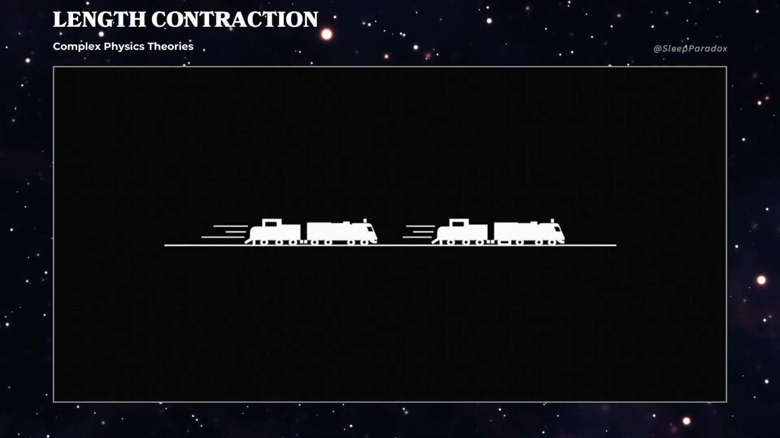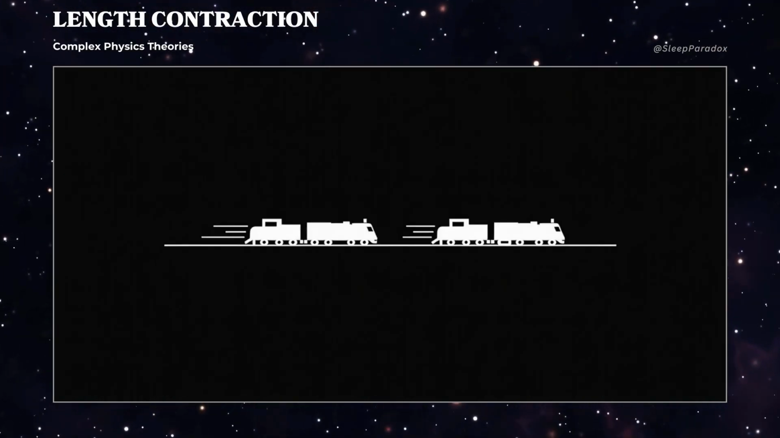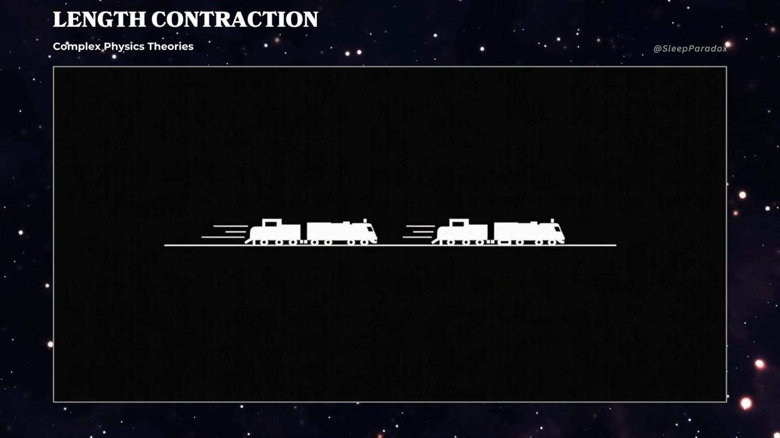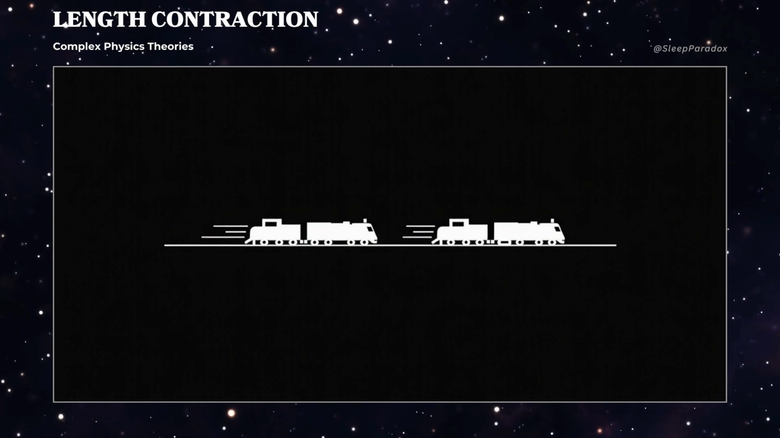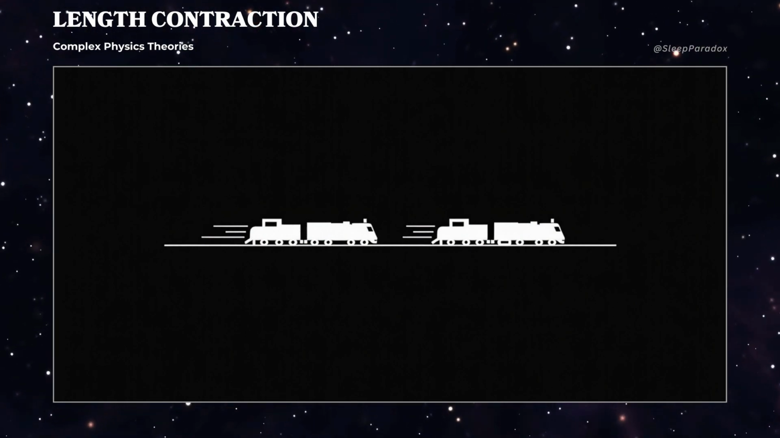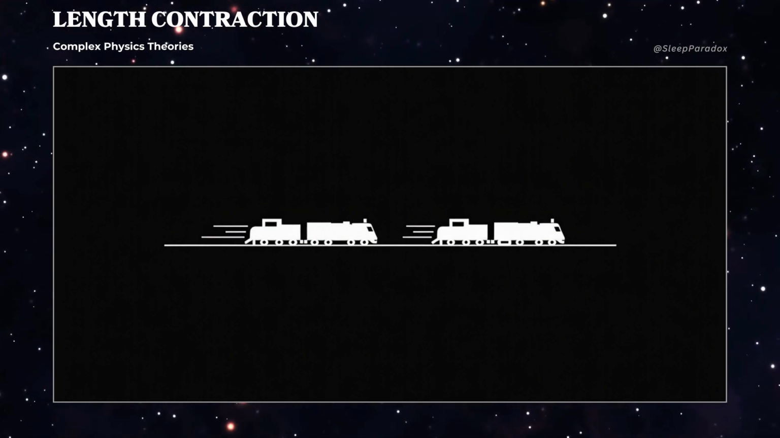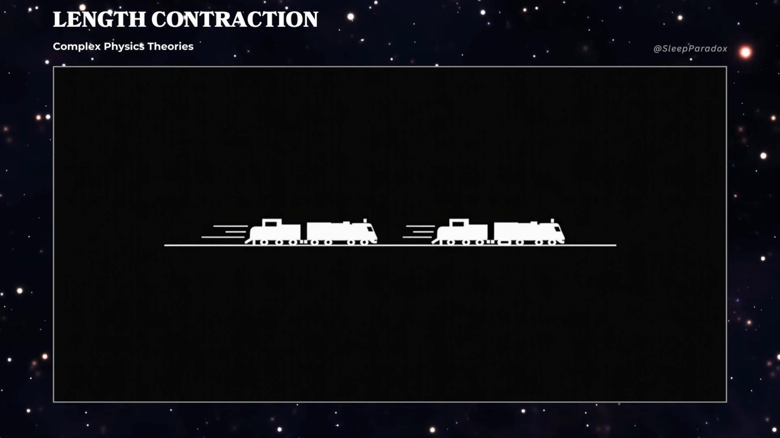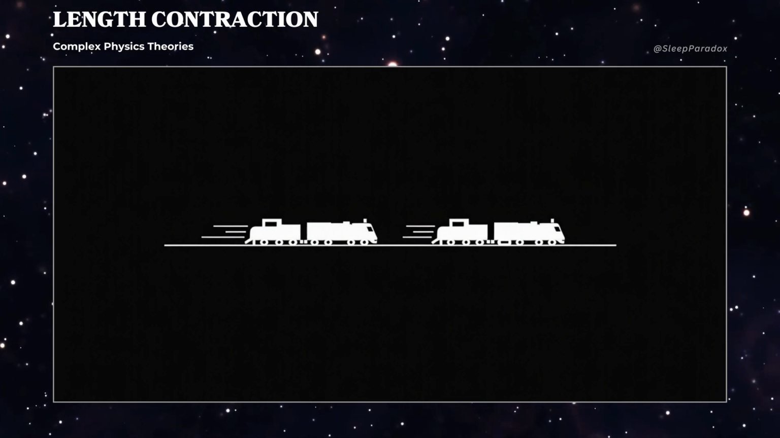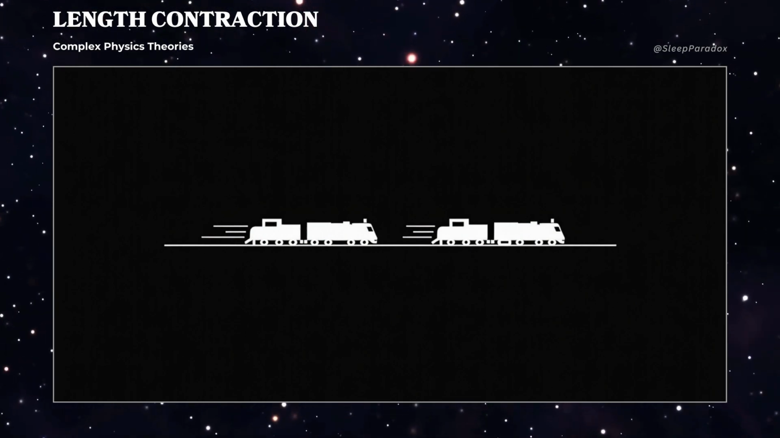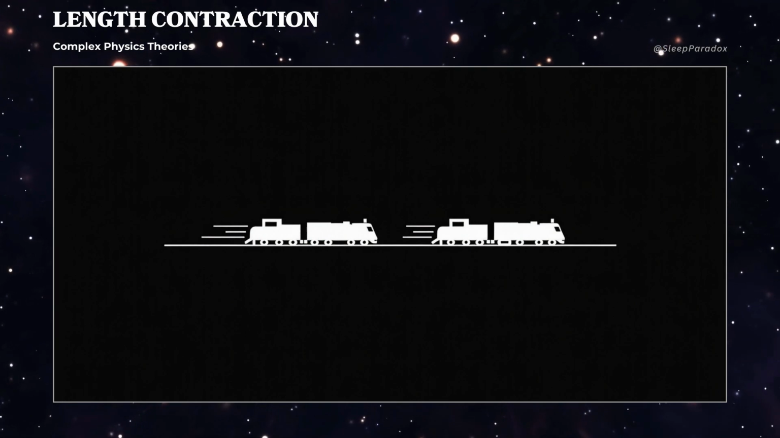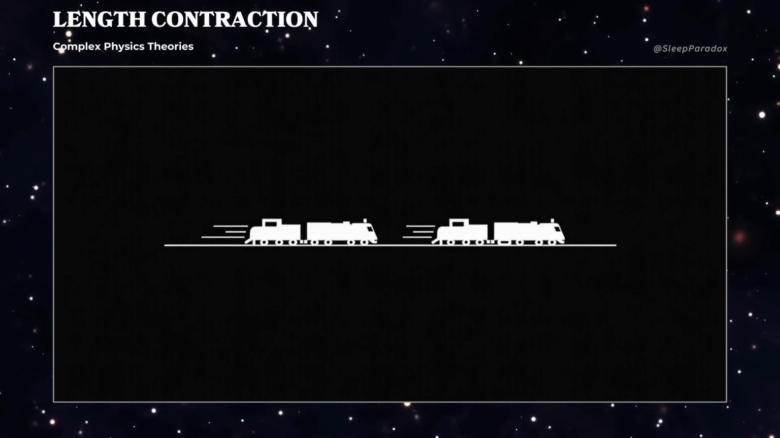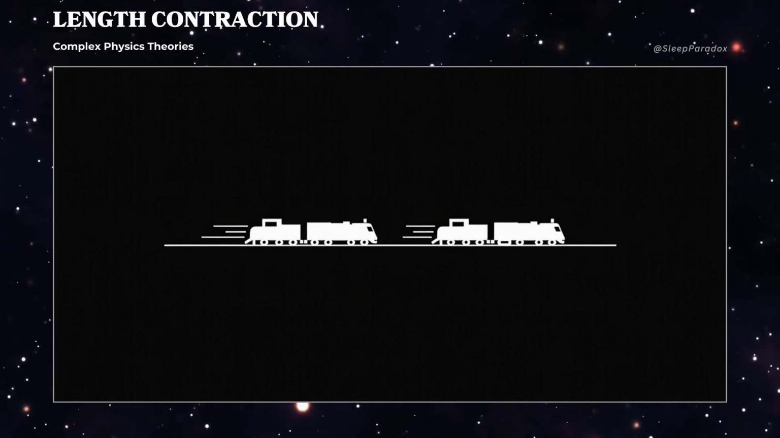Length contraction. Length contraction is another key prediction of Einstein's special relativity, and it describes how objects appear shorter in the direction of motion when they're moving close to the speed of light. Just like time dilation shows that time slows down for moving observers, length contraction shows that distances shrink. This effect is not about illusion or distortion. It is a real, physical consequence of how space and time behave at high speeds. Unlike time dilation, it arises from the fact that the speed of light is constant for all observers, no matter how fast they are moving.